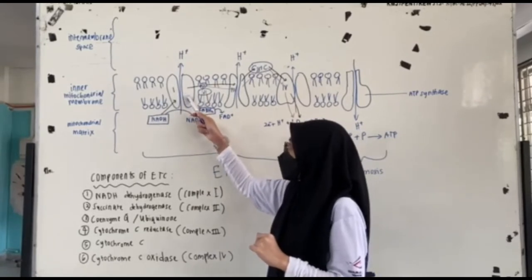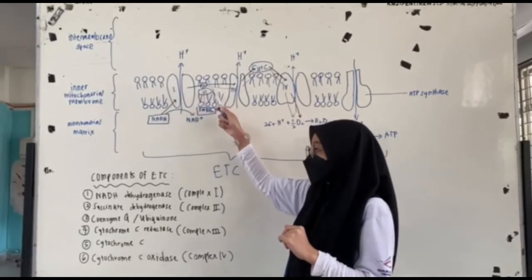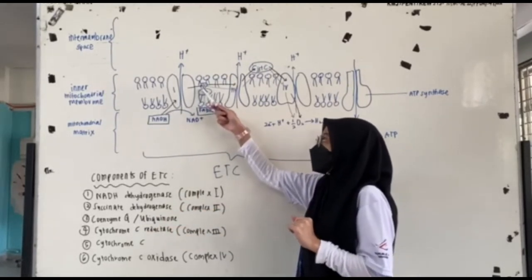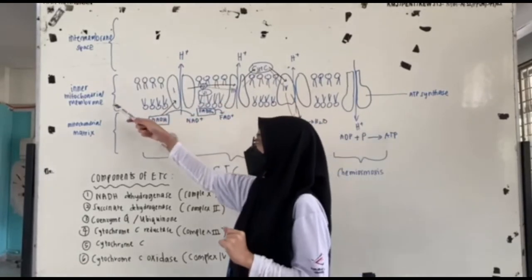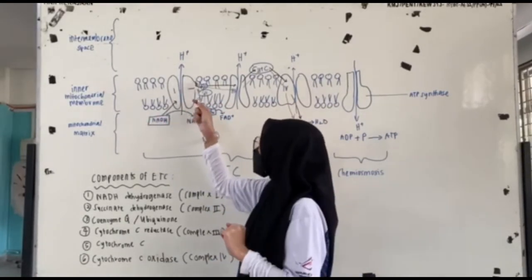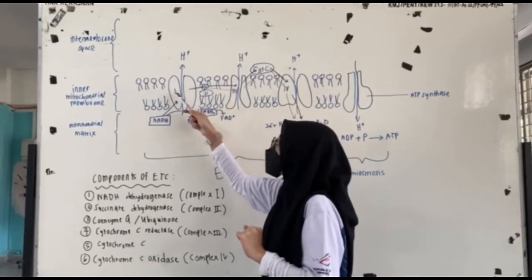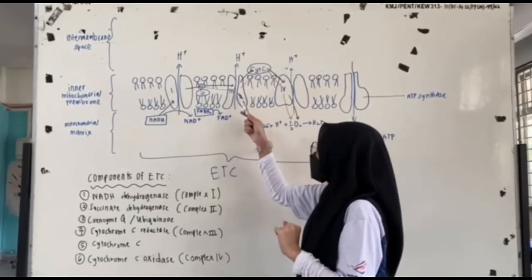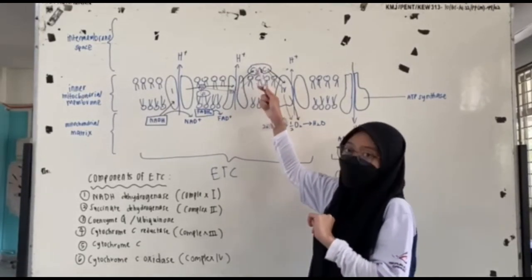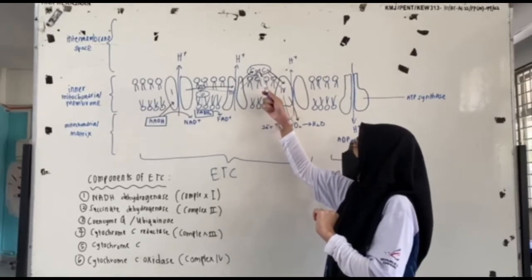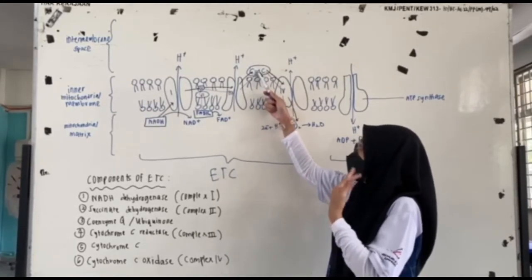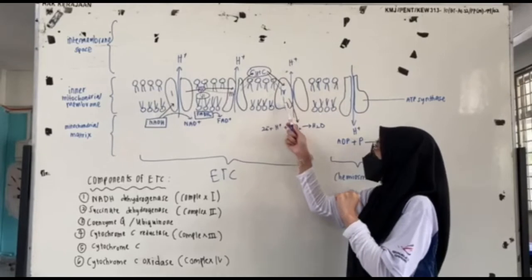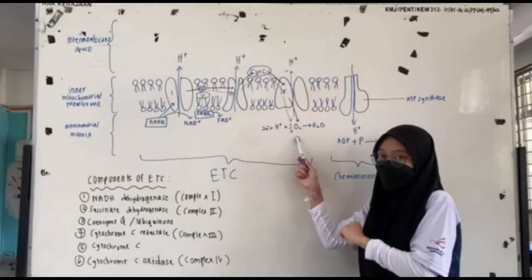Next, electrons from complex 1 will transfer to the ubiquinone or coenzyme Q. As ubiquinone moves freely in the inner mitochondrial membrane, it will pass the electrons from complex 1 to complex 3. Then complex 3 will transfer the electrons to cytochrome C, and the electrons will transfer to complex 4. And then, as the electrons move, they will go to the last electron acceptor, which is oxygen.